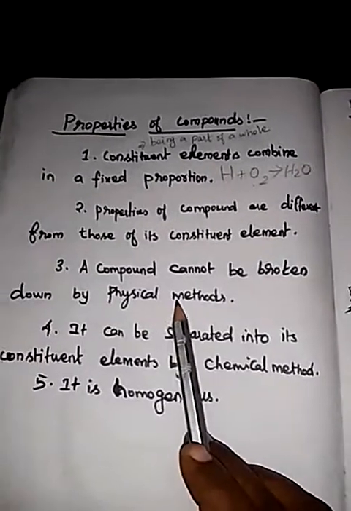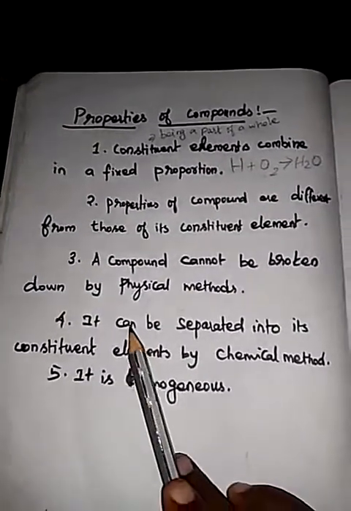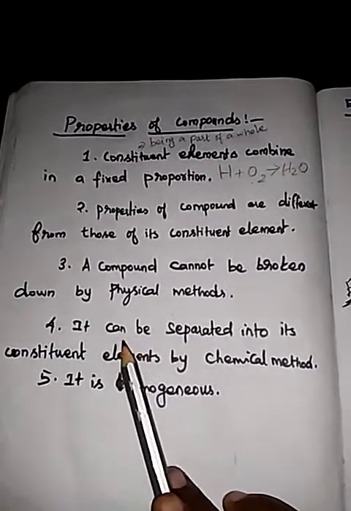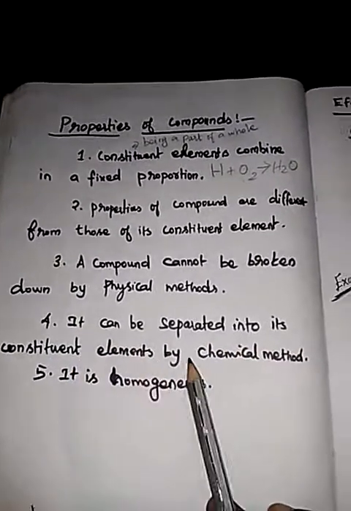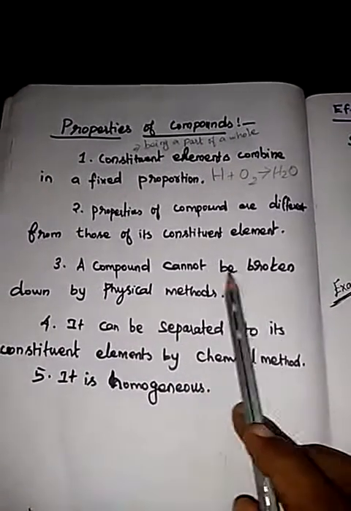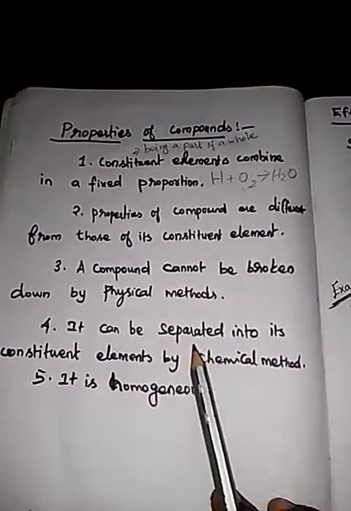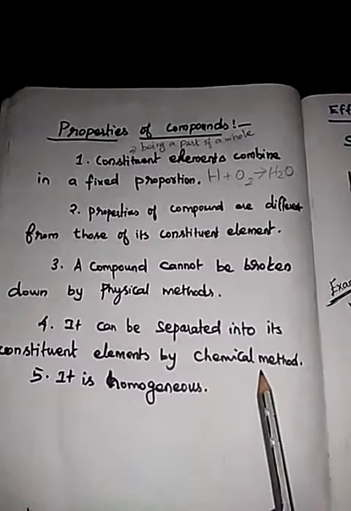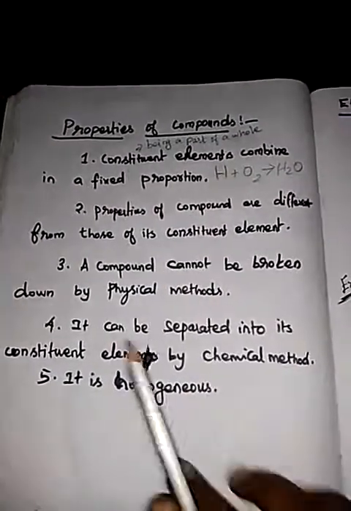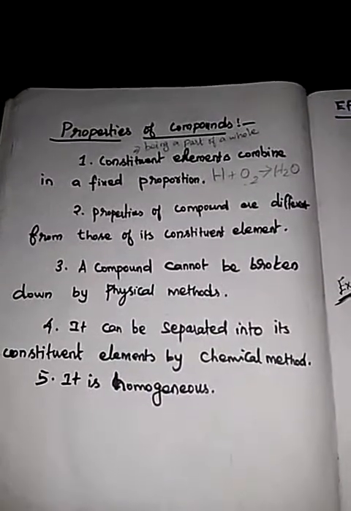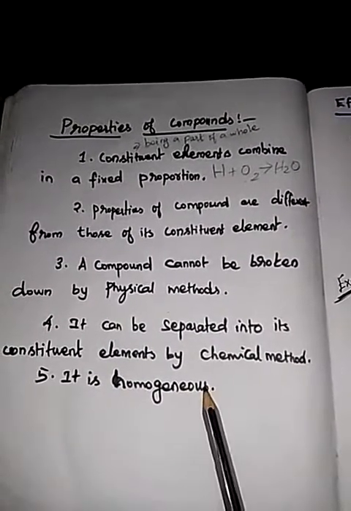Okay students, understand? Then the compound can be separated into its constituent elements by chemical method. It cannot be broken by physical method but can be separated by chemical method. Okay students, clear? Then fifth one, it is homogeneous.